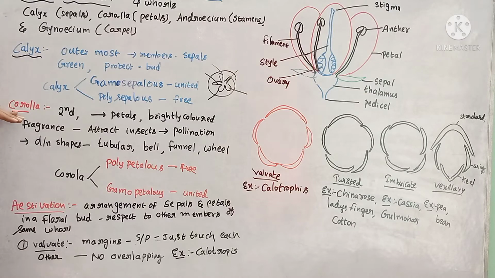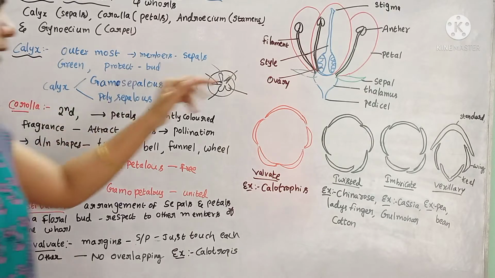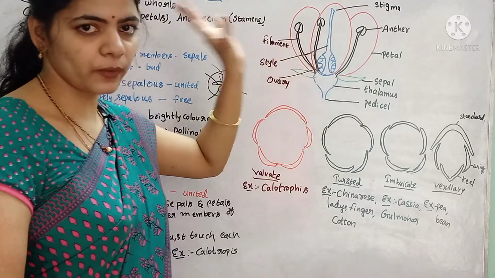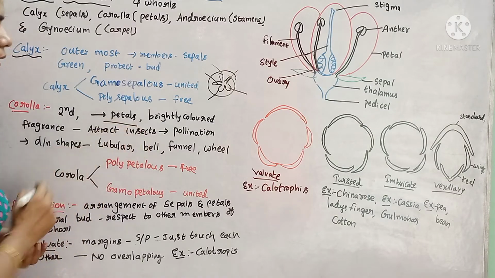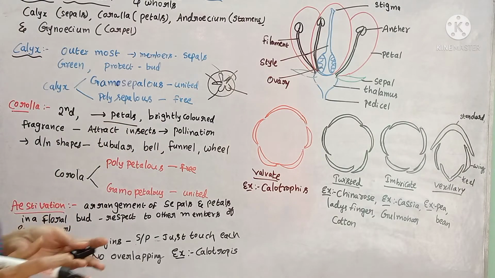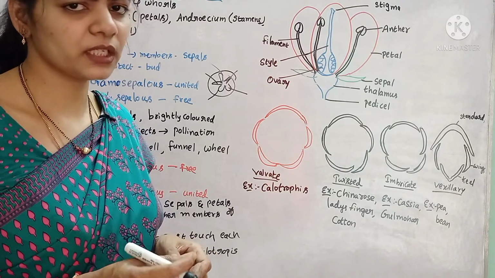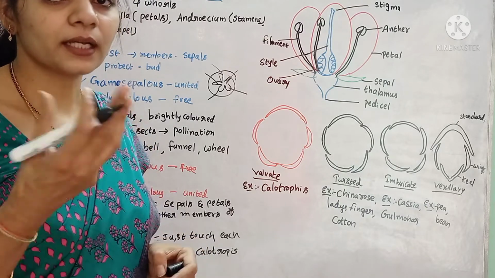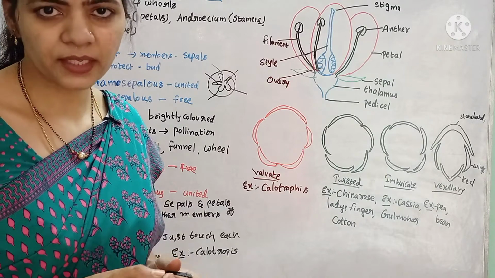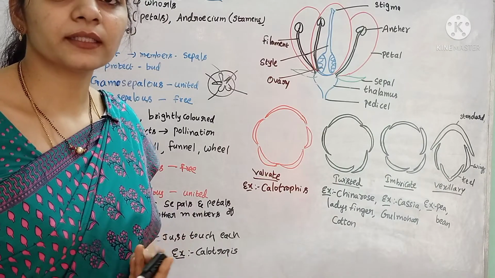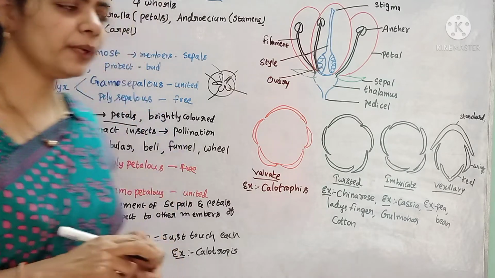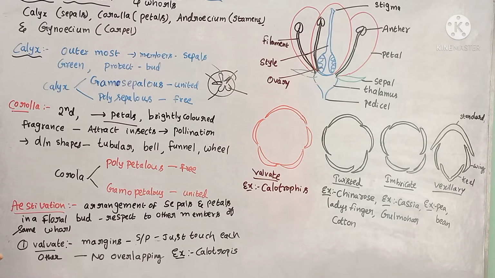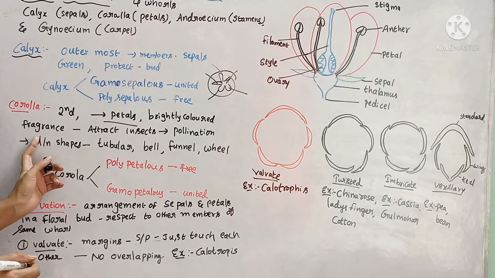The second whorl is the corolla. What is the second whorl? The colorful one is called the corolla. Individually they are called petals. They are brightly colored. We have seen different colored flowers, right? The colors are nothing but the petals only. They are white, red, pink, green, blue, like this. So many different colors of flowers are there. They are brightly colored, and they emit a good fragrance also.